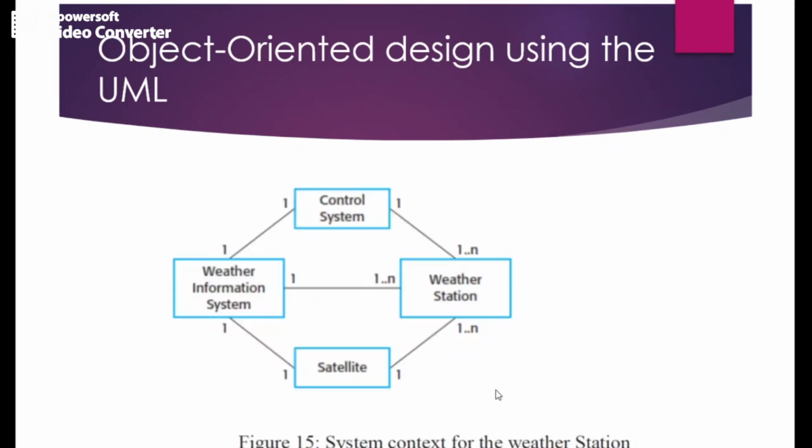So you have the type of association here you can show also. That is indicated by this cardinality ratio. Can you see here? Control system, weather information system, 1 is to 1. Weather information system and satellite also 1 is to 1. You're getting the information from one satellite. And weather stations can be n stations. Satellite is 1 is to n.